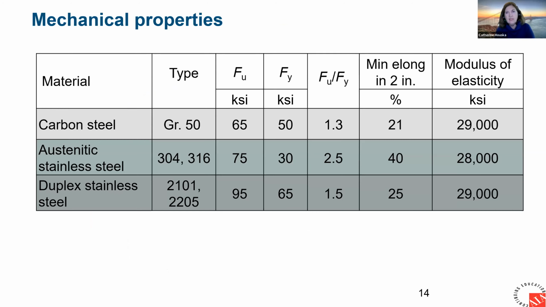There are also differences in mechanical properties. We have more information on this in the AISC specification and the design guide, but you can see that the strength of the duplex stainless steels is significantly higher than for austenitic stainless steels, and also higher than a typical grade 50 carbon steel that you might be using.